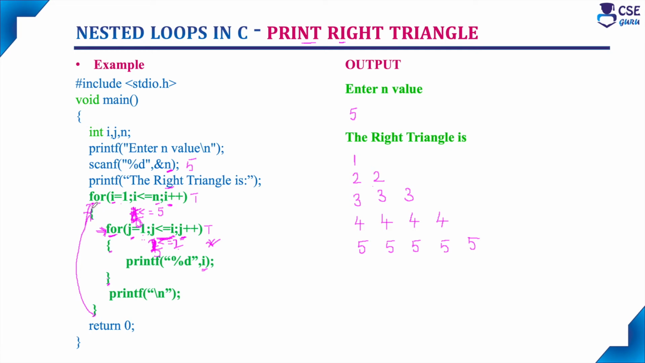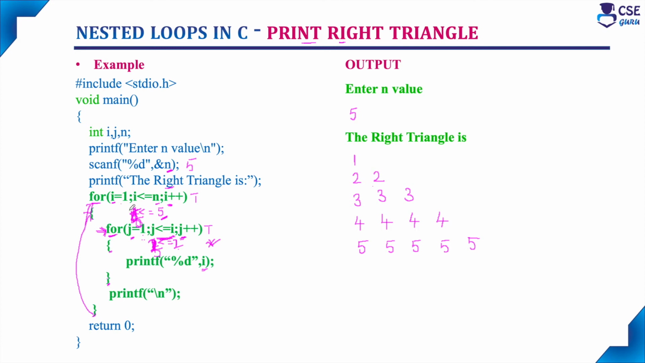Again, control will be transferred to the outer for loop. Now, i value is 6, but our n value is 5 only. So, 6 less than or equal to 5, condition fails. Now the outer for loop will terminate.